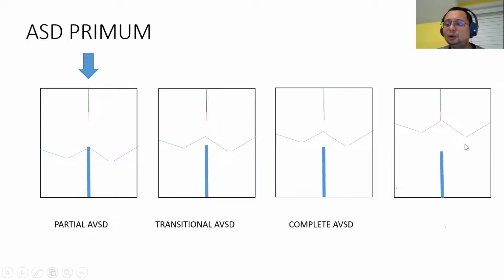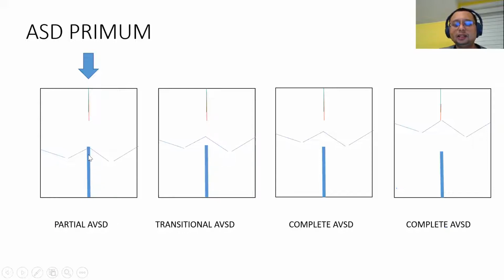And about the last one, also the diffusion is the same. It's only that the common AV valve is attached to the top of the interatrial septum, and you only have a ventricular level communication that is big. That is also a complete atrioventricular septal defect. So if you notice, all of these are the same in terms of embryological development. However, the only difference is where the valve attaches.